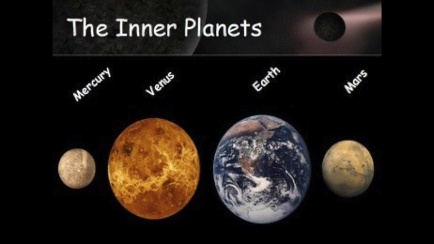Let's talk about the inner planets. Planets in our solar system can be classified based on their distance from the Sun. The 4 inner planets are the closest to the Sun. In order from closest to farthest, the inner planets are Mercury, Venus, Earth, and Mars.